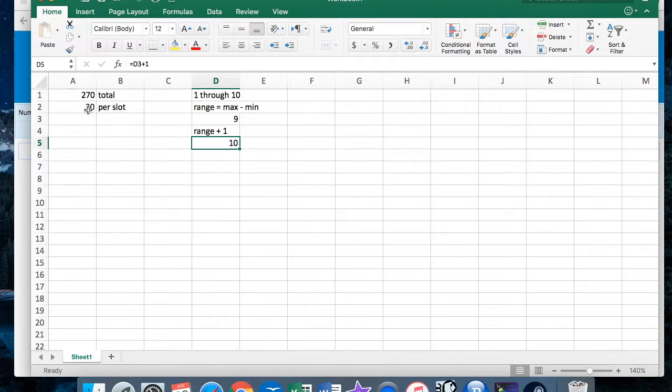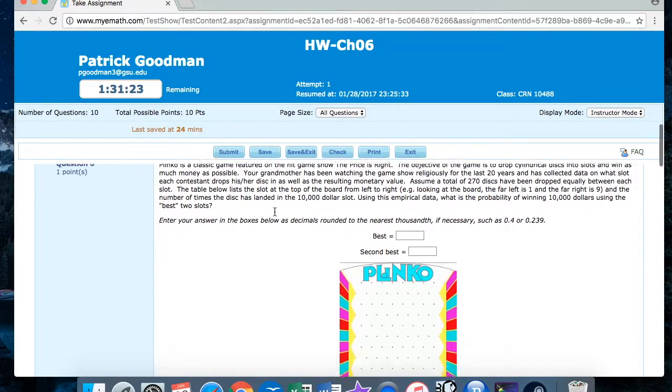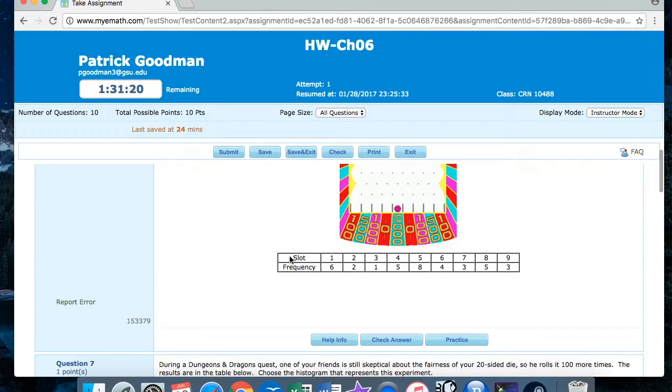So just like here, we have numbers 1 through 9. Well, this doesn't mean that there are 8 numbers. It means we have 8 plus 1. So then we have 9 total slots, right? So that's just what I'm saying. That's why I did this 270 divided by 9. All right, so I got 270 total, 30 per slot. So each one should get around 30 balls or discs or whatever they're called.